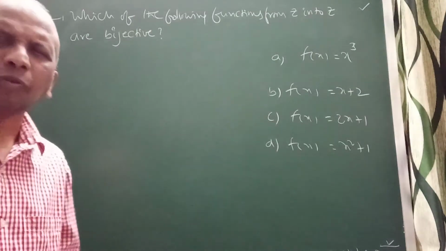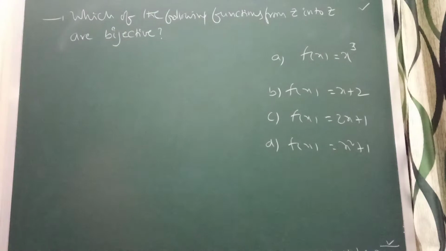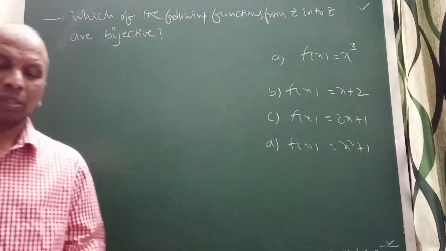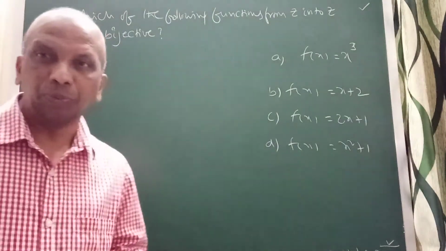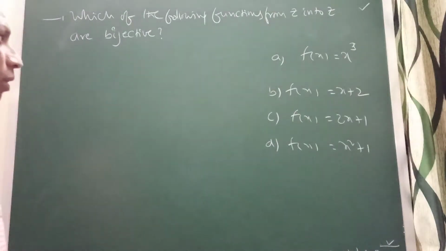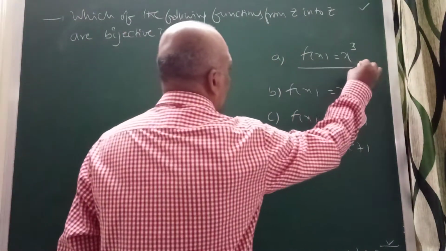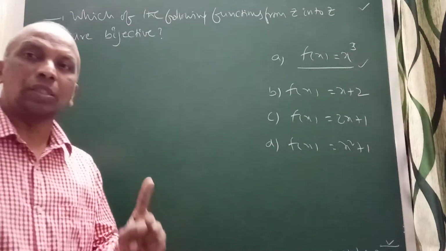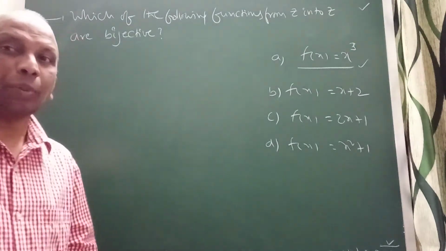They are asking which of the following functions is bijective. When they ask which function is bijective, it means the function should be one-one and onto. Bijective means one-one and onto. You check the first one, f of x equal to x cube. Clearly we can think this is one-one. But is it onto or not?